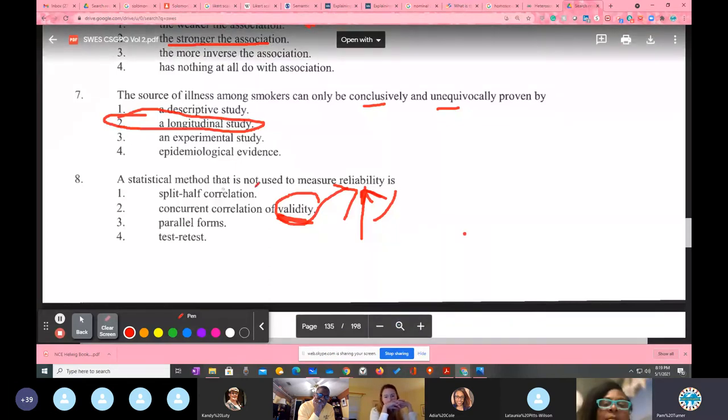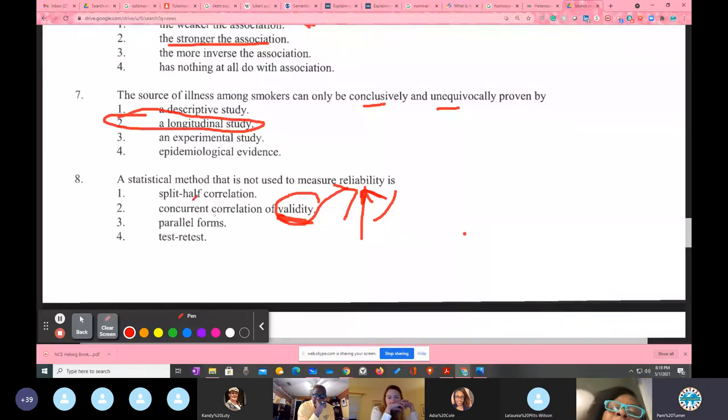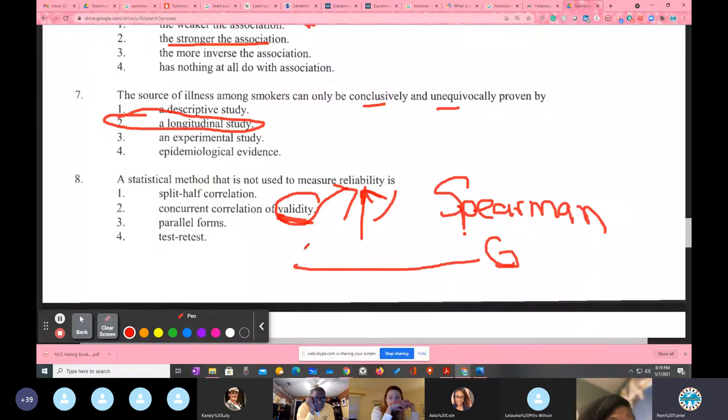Let me stay here for a minute, though. So when we look at test-retest, okay, that one is the Spearman G. Again, it's the Spearman-Brown prophecy formula, but you'll see Spearman. Split half method tests the test.